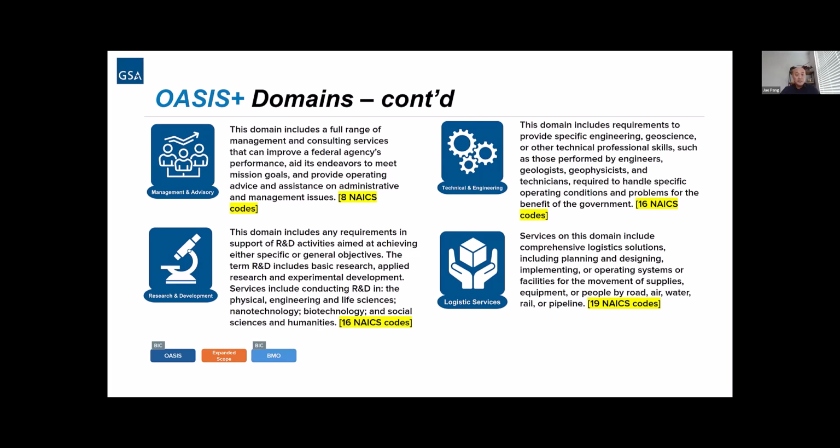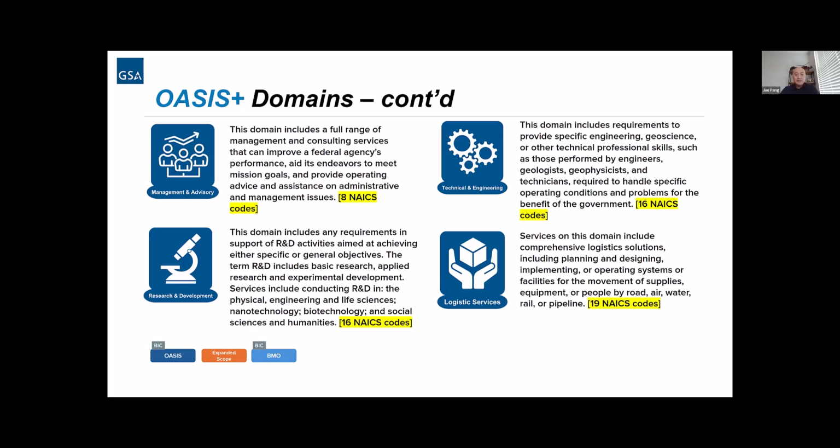The next most common domain in the world of professional services is the technical and engineering domain. This is meant for expertise in physical science, engineering, geophysics, and technicians that support these types of activities in the technical and engineering realm. Another commonly used type of service for the federal government is research and development. Most of that work tends to be in physical science and sometimes weapons and capabilities development for DoD agencies, and includes services in nanotechnology, biotechnology, and social science and humanities. So research and development of all types is allowed under this domain.